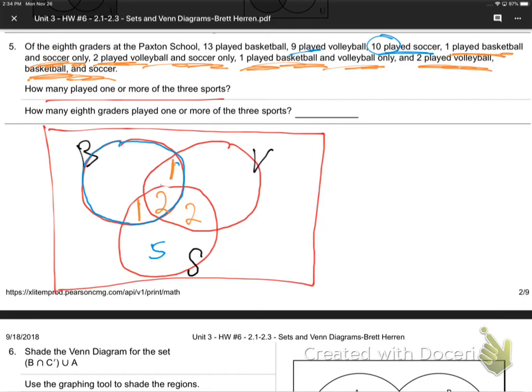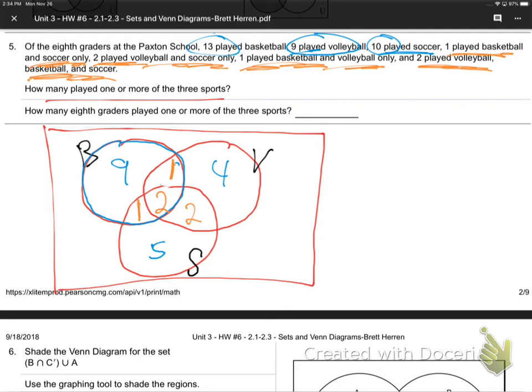And then keep going. 9 played volleyball. So 9 total in the volleyball circle. I've already got 2, 2, 1. That's 5 in the volleyball circle. So 9, that'd be 4 more. And then 13 basketball. What do we got? We got 1, 2, 3, 4 right now. It'd be 9. 9 and 4 is 13. Good.